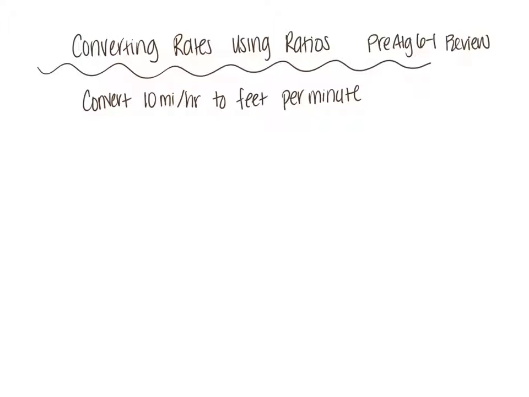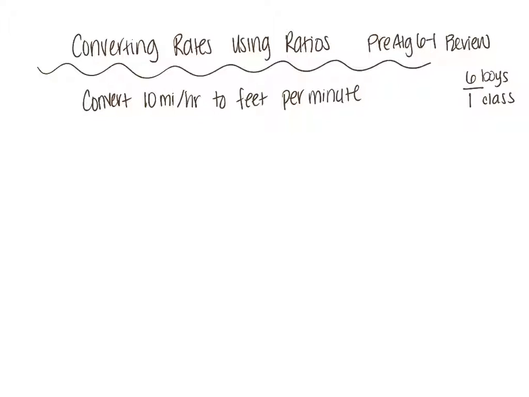All right, let's look at converting rates using ratios. Remember that a ratio is a relationship between two numbers, the ratio of 6 to 1, for example, and they usually have different units. Maybe I have 6 boys per my one class. Maybe I have 6 pencils to my one backpack.